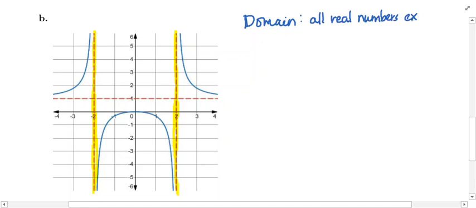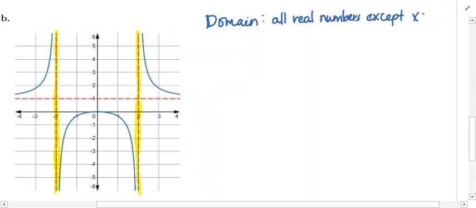except x equals positive and -2. Those are the bad spots. That's why those asymptotes are there.